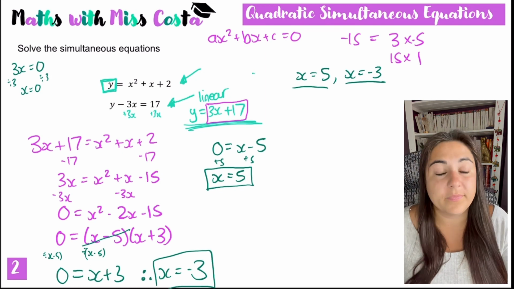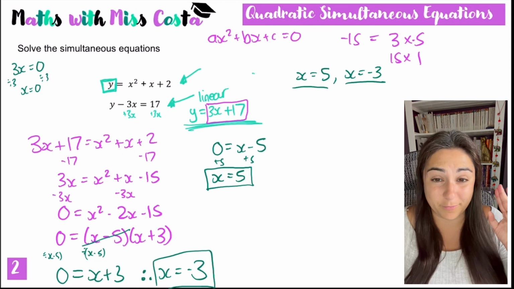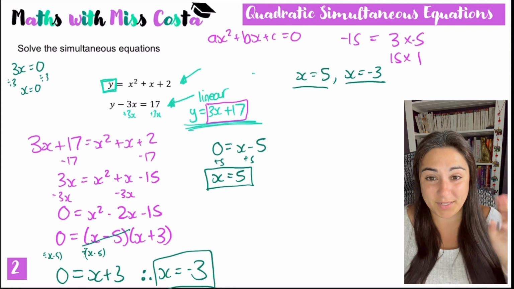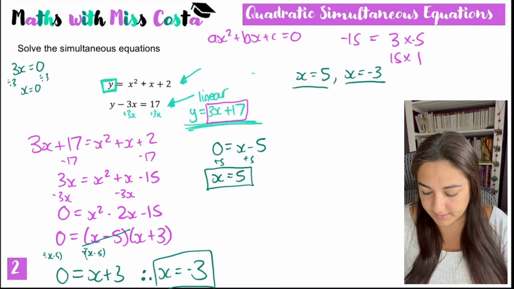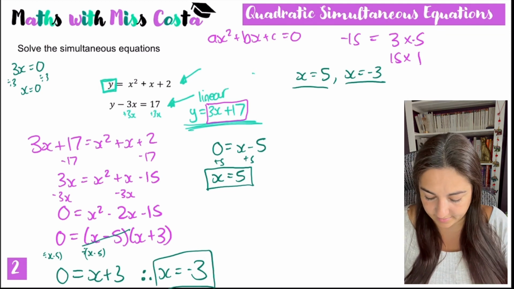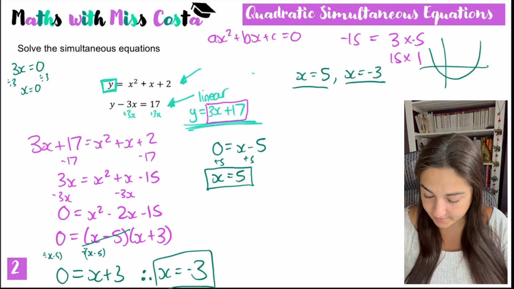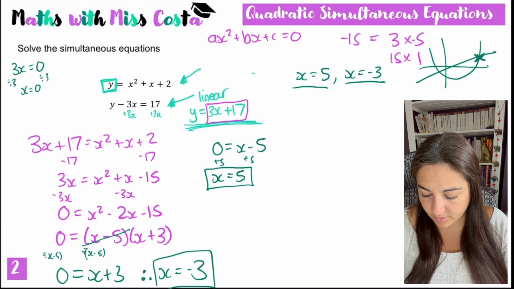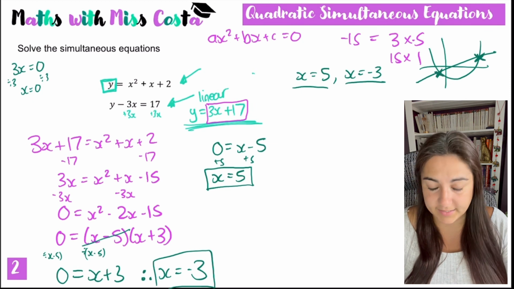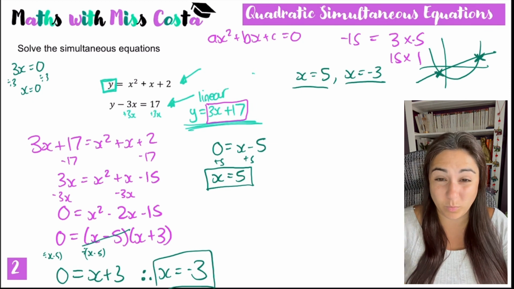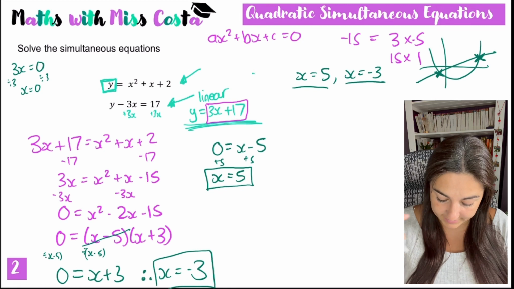Now, with quadratic simultaneous equations, you're going to have 4 results, 2 sets of coordinates, because what is a quadratic and a linear equation? A quadratic looks like that, linear graph looks like that. So the coordinates, when you're solving it, you're trying to actually find the coordinates. So you're going to have 2 lots of x's, 2 lots of y's.